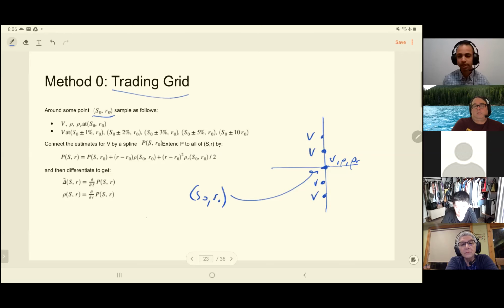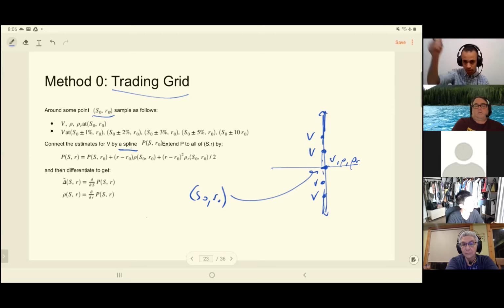And so our intent here is to create a spline that connects these estimates for V along the line S comma R0, which is this vertical line. And so we have some interpolation spline that connects these points and tells us roughly what the value for V must be at each of those points along the line. And then we extend this spline to all of S-R space by doing essentially this quadratic extension.